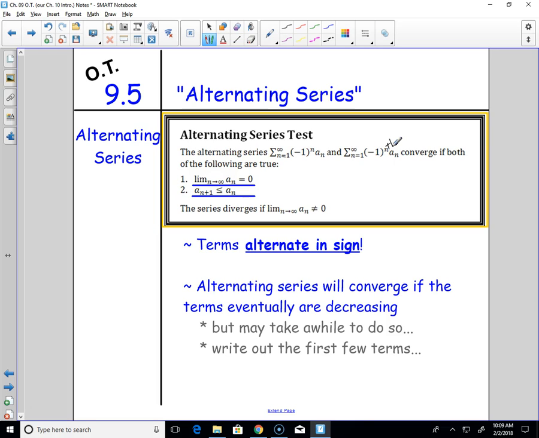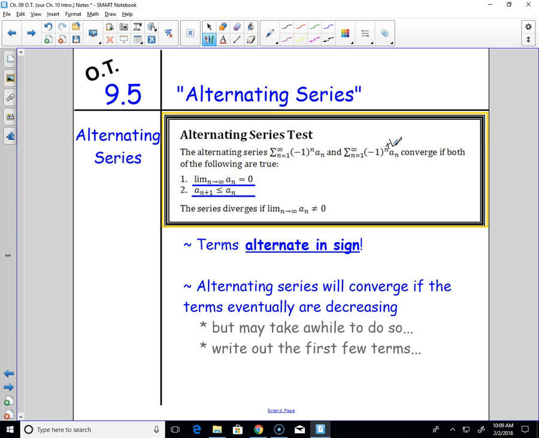Could also have done -1 to the n plus 1. The series will converge if both of the following are true. So there are two conditions that have to be true. And as you guys notice, the only condition really before getting to those two statements is that it needs to be an alternating series. This is a very specific test for a very specific type. The limit as n goes to infinity of a sub n equals 0.